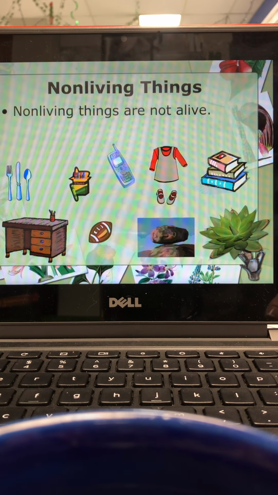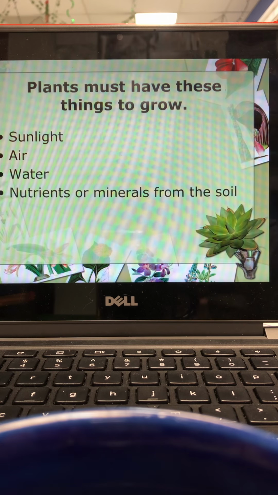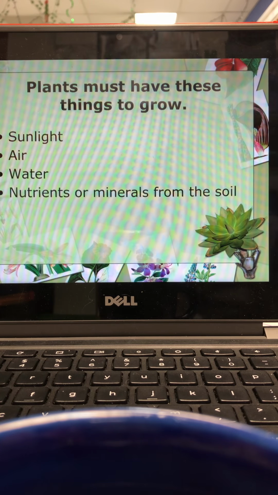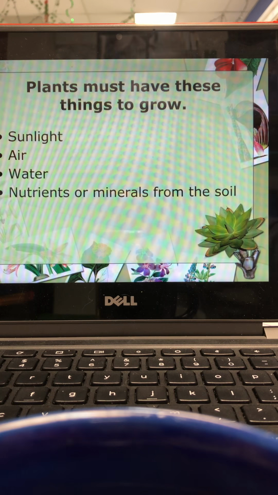So here are some things that plants must have in order to grow. Plants must have sunlight. They must have air. They must have water. And they must have nutrients or minerals from the soil. Now, what makes our aeroponic thing so different, remember, is that there are minerals that are going into the water. So when we are looking at our aeroponic and how plants go in our aeroponic unit, it's going to be a little different from soil because those are coming from the liquid tonic.